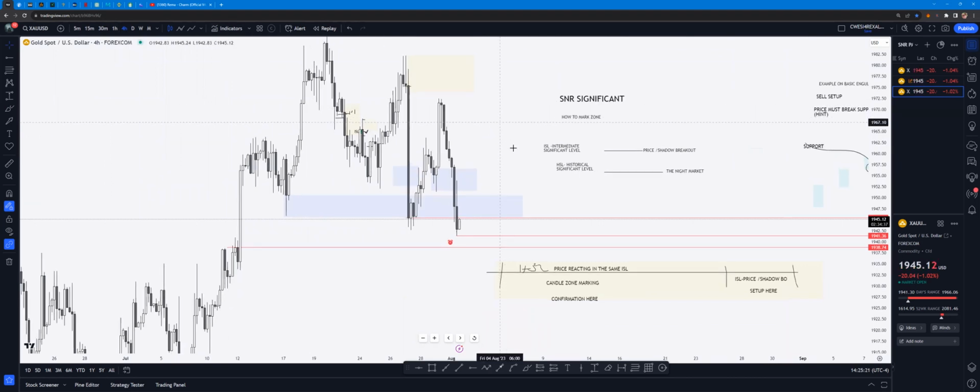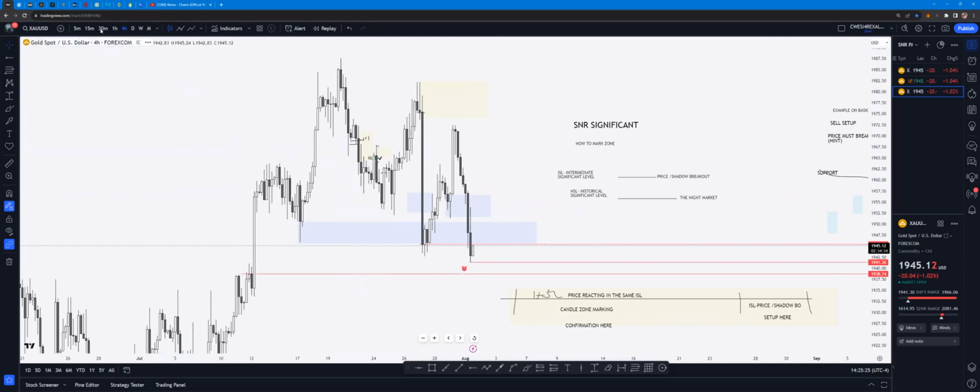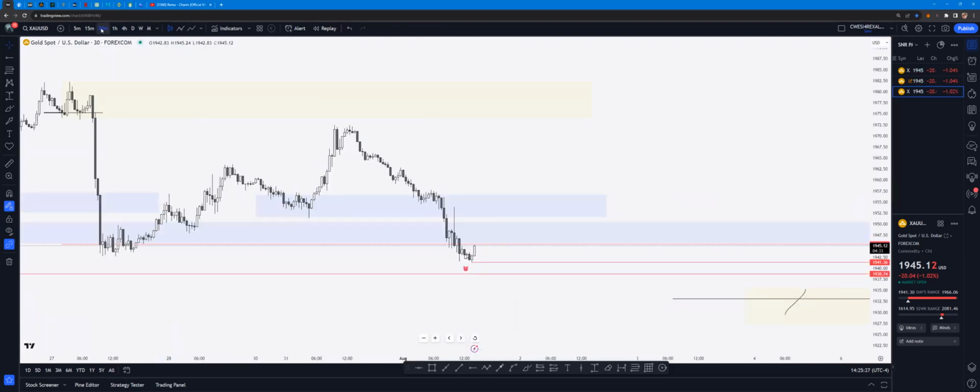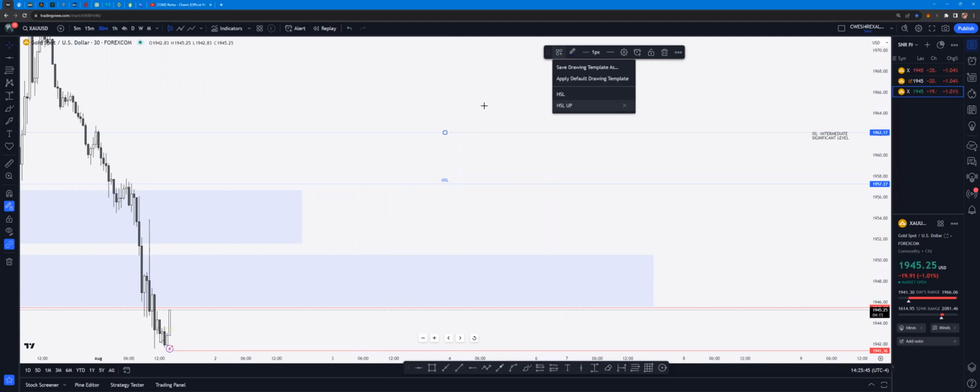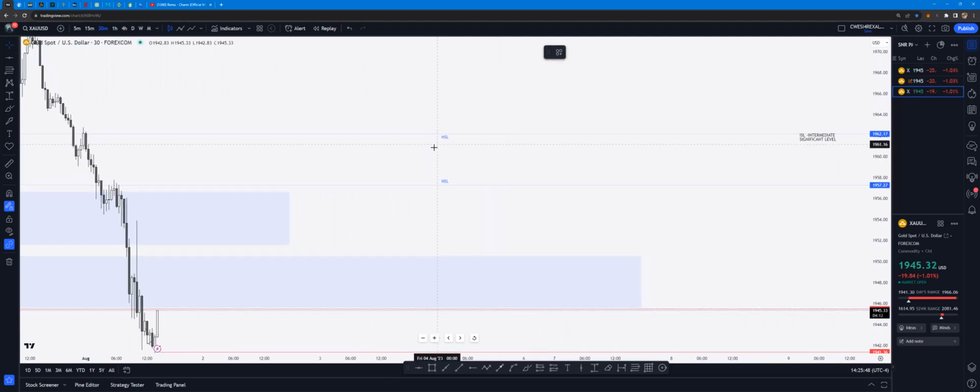Okay, so let's go back. Before we go to the charts, let me use the horizontal ray to explain it. So you can see I have this here, right? That's our zone. So within the zone, we have this.